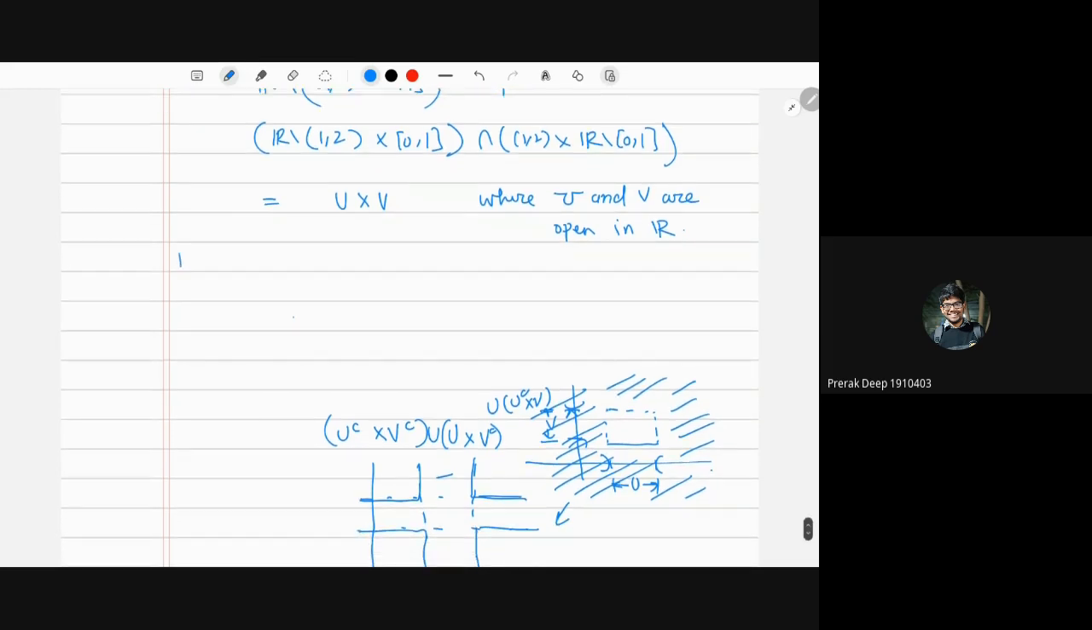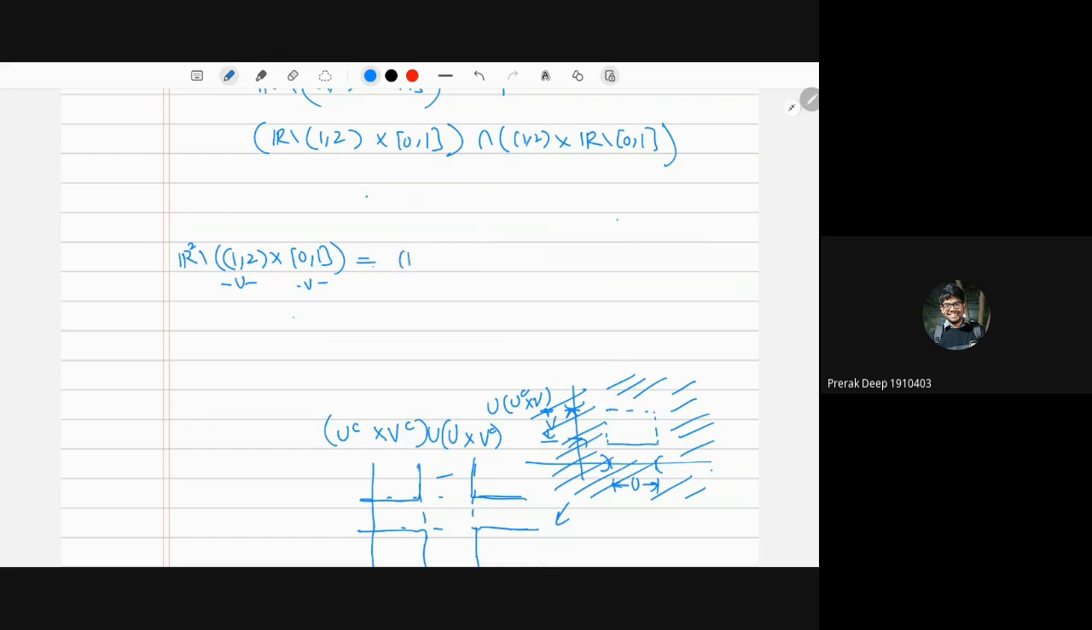So you can write R minus (1,2) times an interval as, sorry, R² minus this product. Think of it as U and think of it as V. Don't think of them as open U and V. Think of it as a product of two subsets. Now what will you get? You will get U complement, V complement.